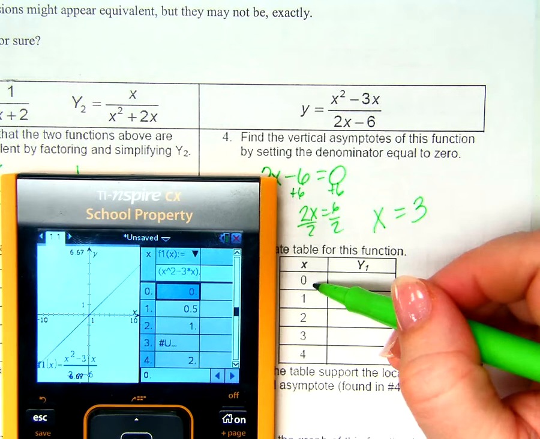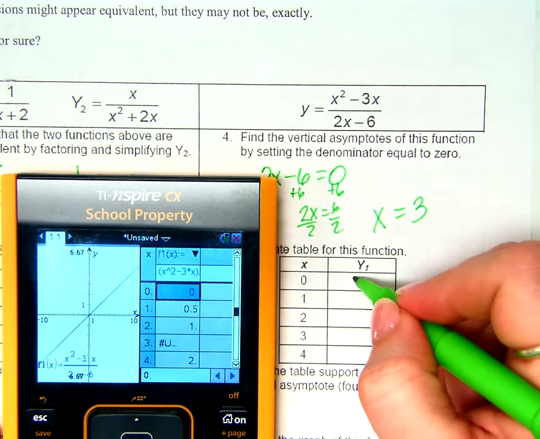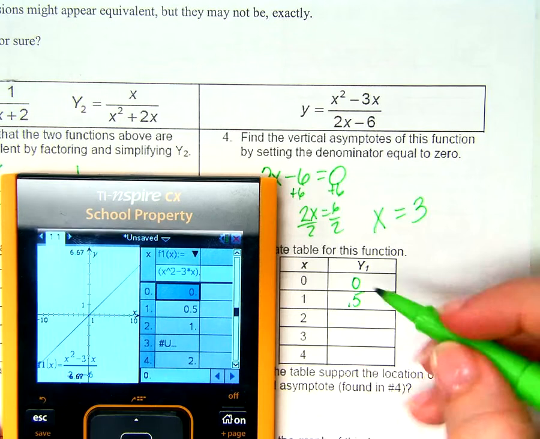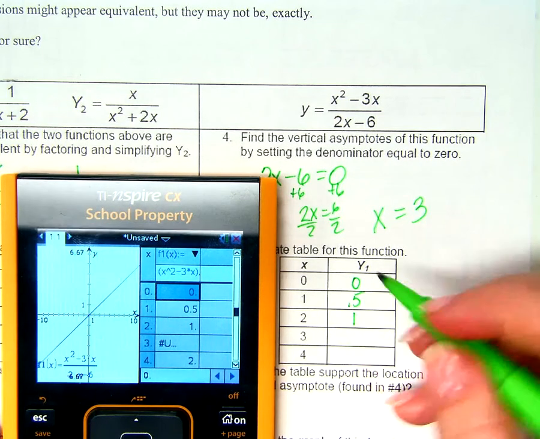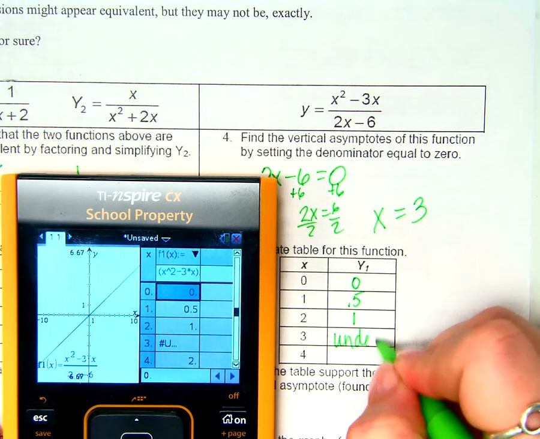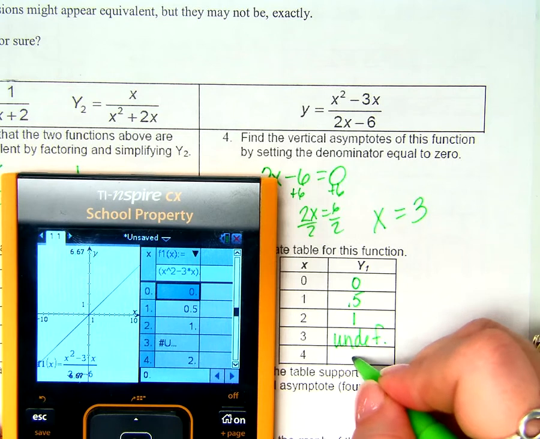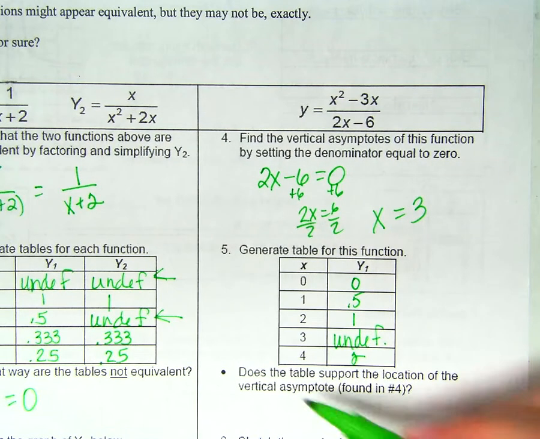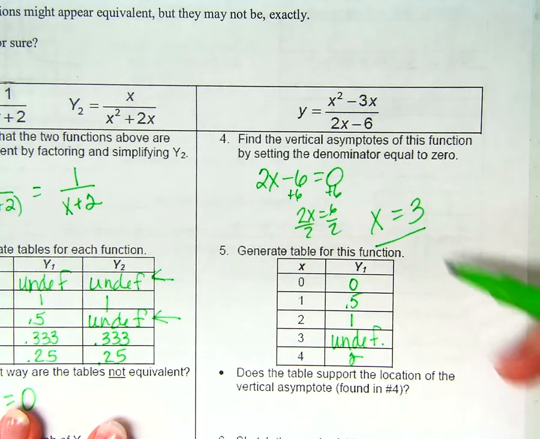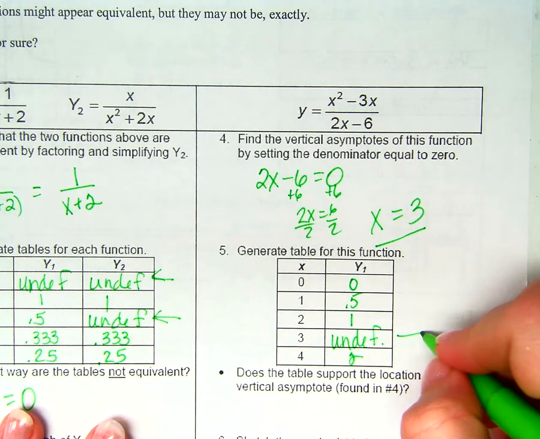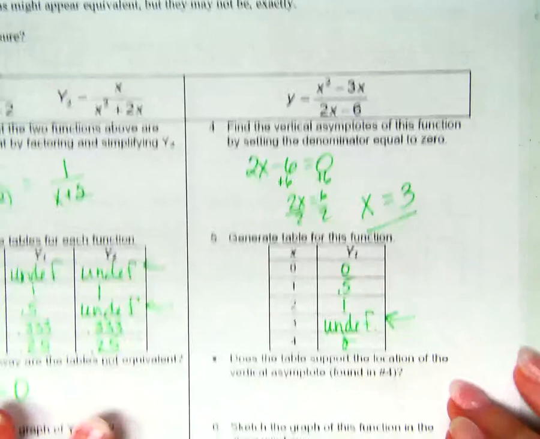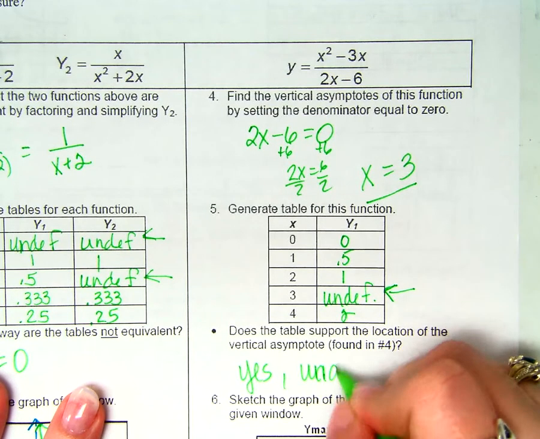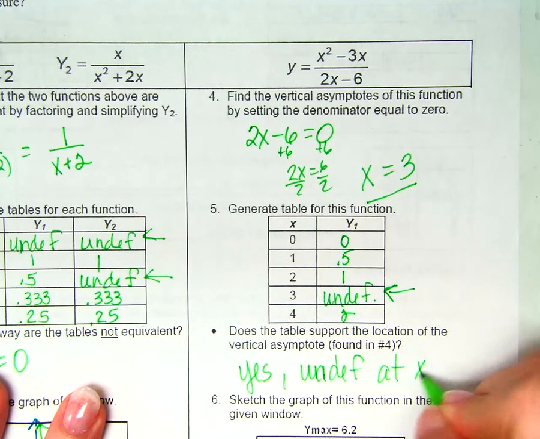So when x is 0, what is y? 0. When x is 1, what is y? 0.5. When x is 2, y is 1. When x is 3, undefined. When x is 4, what is y? 2. Does the table support the location of the vertical asymptote we found in number 4? Does it say undefined in my table? Yes. Because it's undefined at x equals 3.